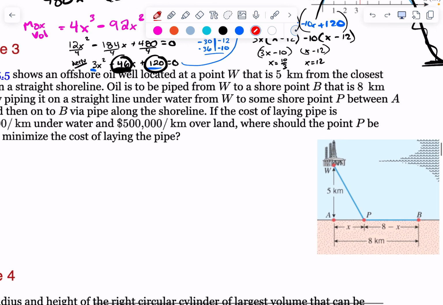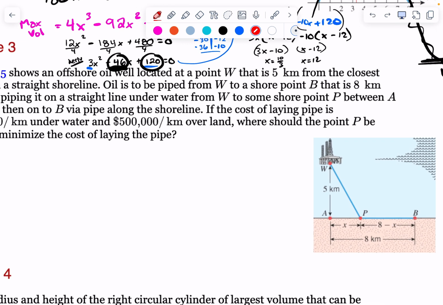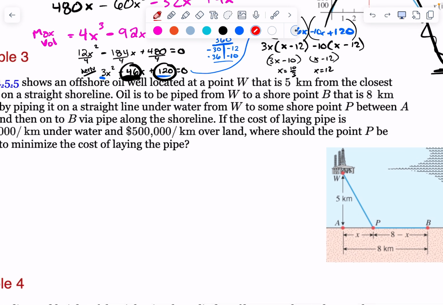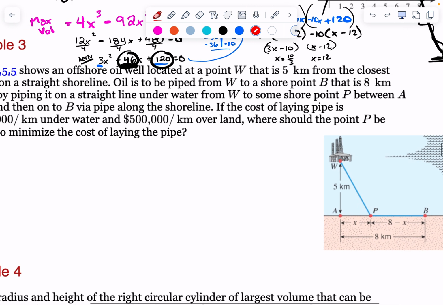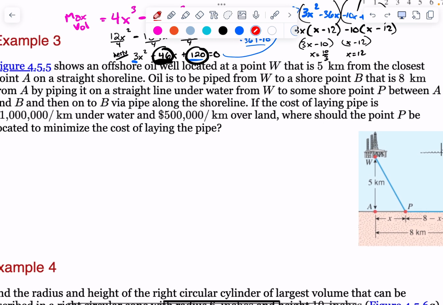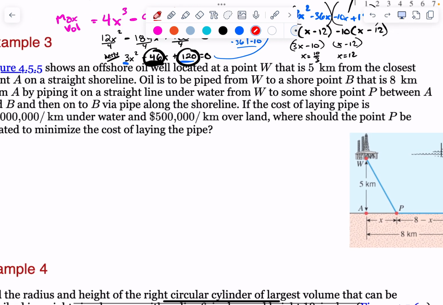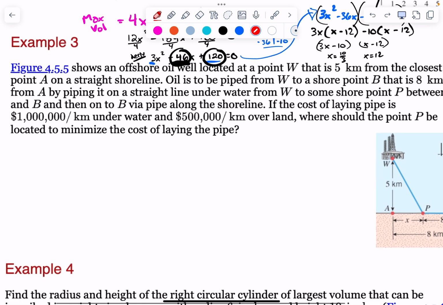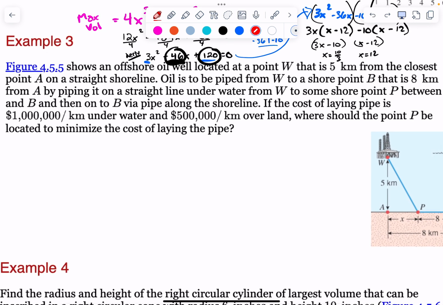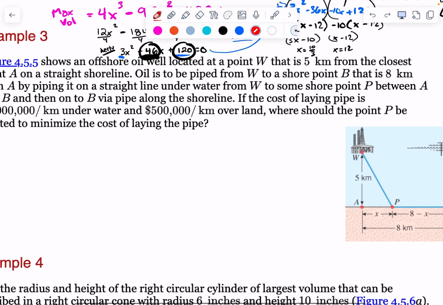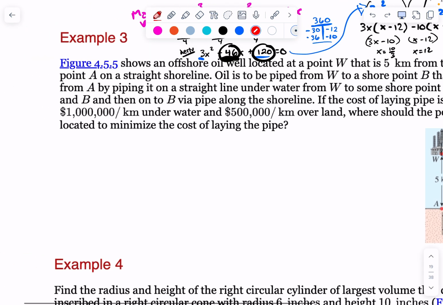Oil is to be piped from W. Oh, I like this question. This is a hard question, folks. Oil is to be piped from W to a shore point B that is 8 kilometers from A, by piping on a straight line underwater from W to the shore point, and so on.